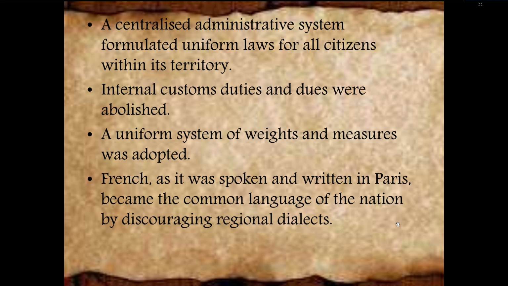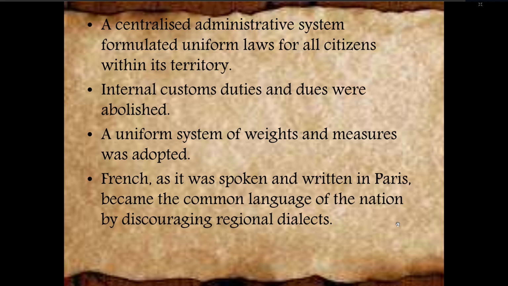A centralized administrative system was formulated. What other step did they take? They made a central administrative system to formulate uniform laws for all citizens within its territory. Now there was a law that was applicable for all citizens. सो अभी अब कोई लॉ के ऊपर या लॉ के नीचे नहीं था, ऐसे एक यूनिफॉर्म लॉज को बनाया गया, एक जैसे कानून बनाए गए जो उस टेरिटरी में रहते थे, वो सब पे लागू होते थे.